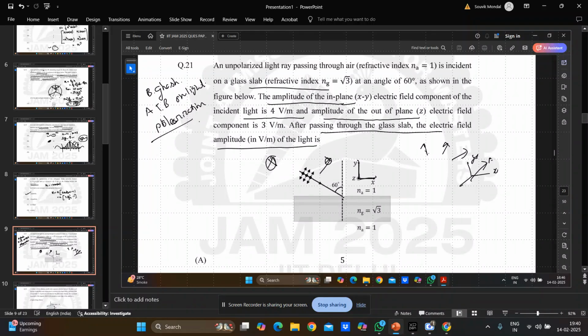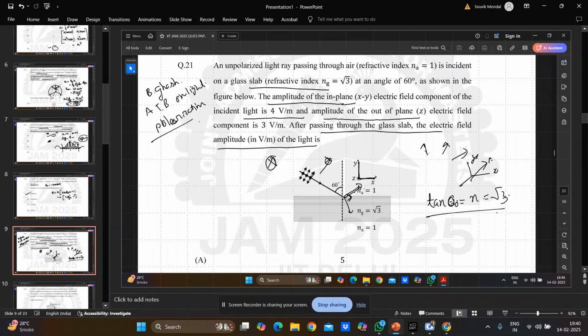Something will reflect and something will refract, and you will immediately guess or calculate that tan theta is equal to n, because tan 60 is root 3, which equals n here. So it is incident at Brewster's angle. Okay, so there is a 90-degree angle between the reflected and refracted rays. Now the concept is that the reflected ray is perpendicular to the refracted ray, and the electric field is also perpendicular to this.